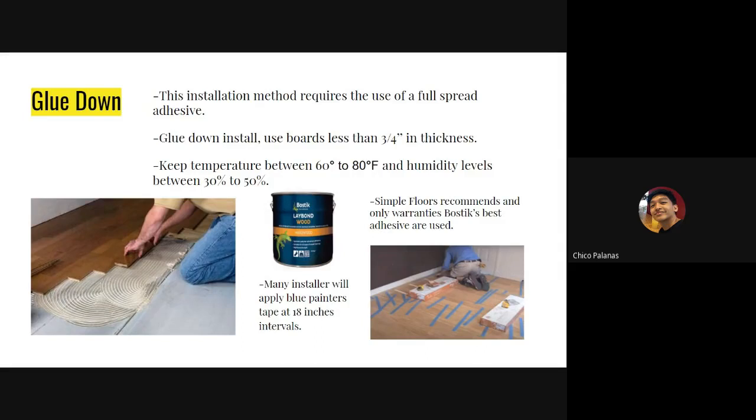Glue down installs use boards less than 3/4 inch in thickness, if it is engineered hardwood, solid hardwood, or bamboo. This is because thinner boards have less wood and are more stable in reacting to the moisture level. Before installing the new floor, you need to acclimate or condition the flooring to the room where it will be installed, following a temperature between 60 and 80 degrees Fahrenheit and humidity levels between 30% and 50%.